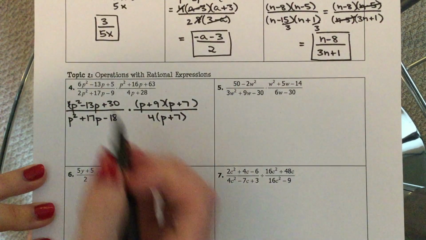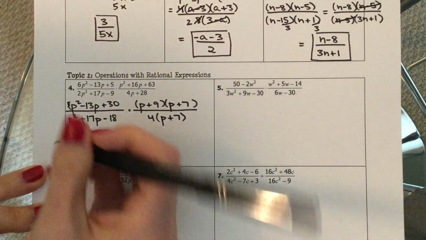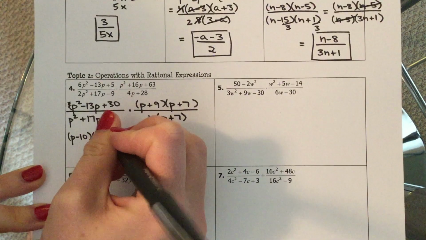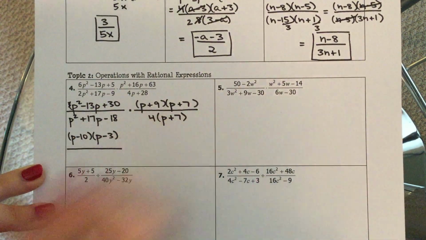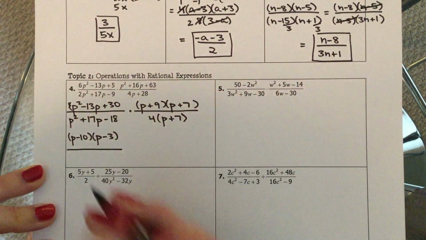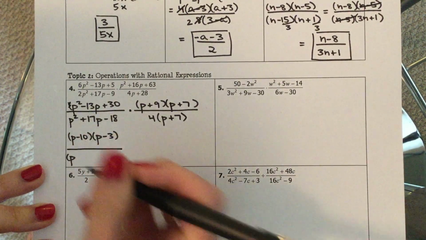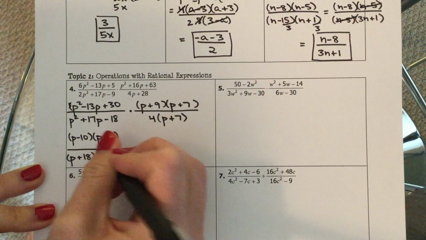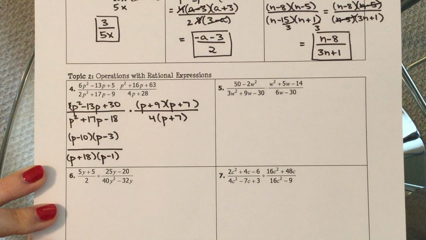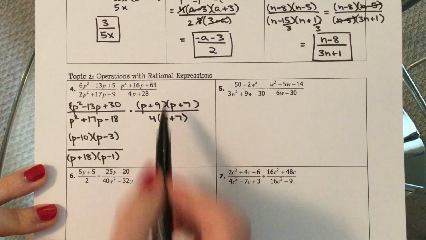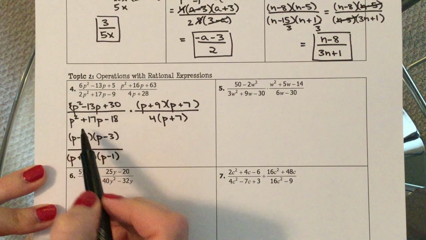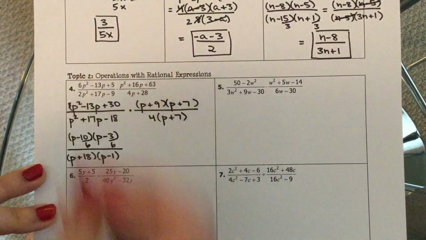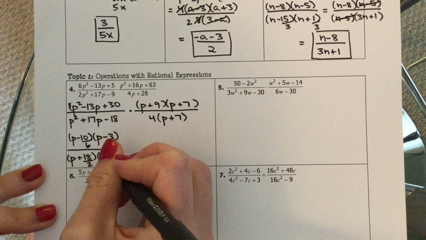So this top one, multiplying to 30 and adding to negative 13, would be a negative 10 and a negative 3. I'm going to leave a little space here so we can finish the divide part. This one, multiplying to negative 18 and adding to 17, would be a positive 18 and a negative 1. Okay, so let's finish these off really quickly before we write this one down again. So this one, finish off the slide divide by dividing by 6. This one, finish off the slide divide by dividing by 2.